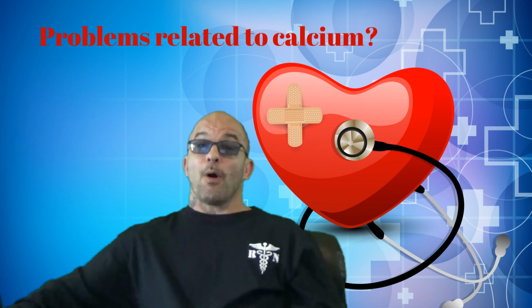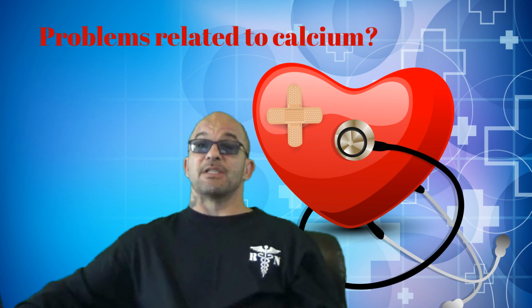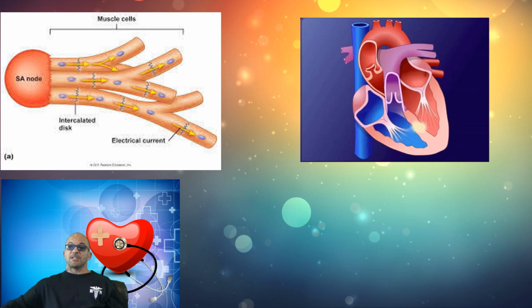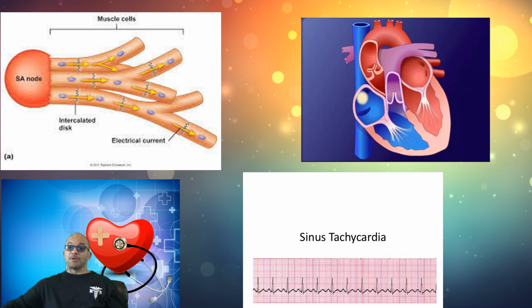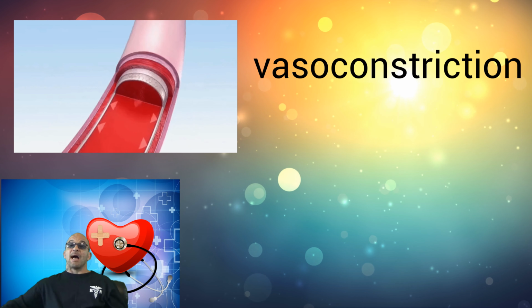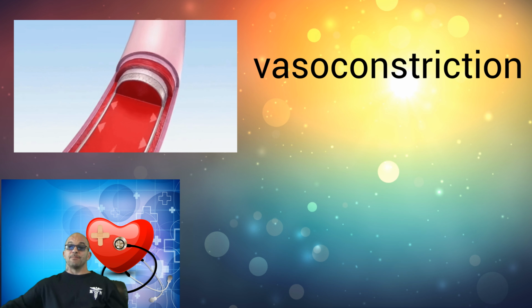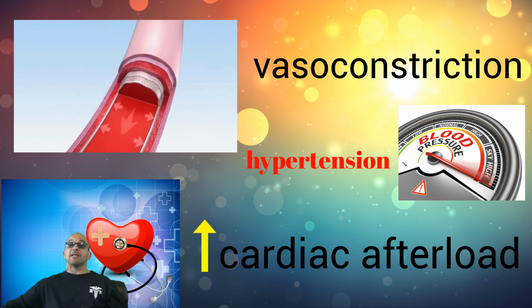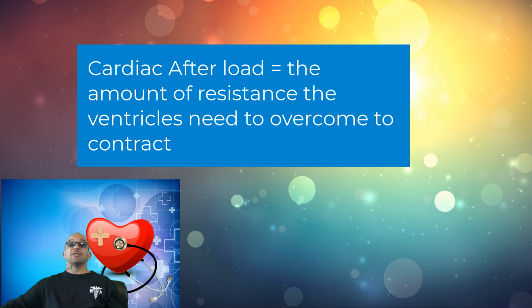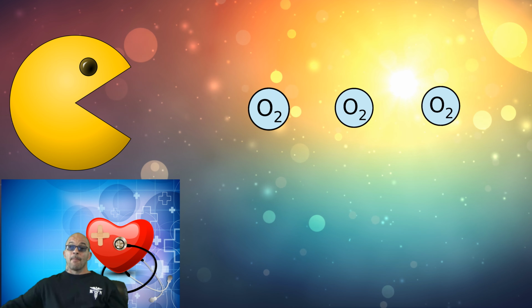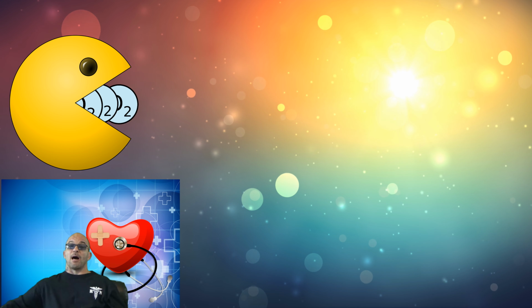So, what problems can the entrance of calcium into the vascular smooth muscle, cardiac myocyte, and nodal tissue cause? Let's start with the nodal tissue. If the electrical conduction speed is too fast, this can produce a tachydysrhythmia. As for the contraction of the vascular smooth muscle, this can result in vasoconstriction, which will increase the blood pressure and cardiac afterload, which is the amount of resistance the ventricles must overcome to contract. This results in a higher demand for oxygen.